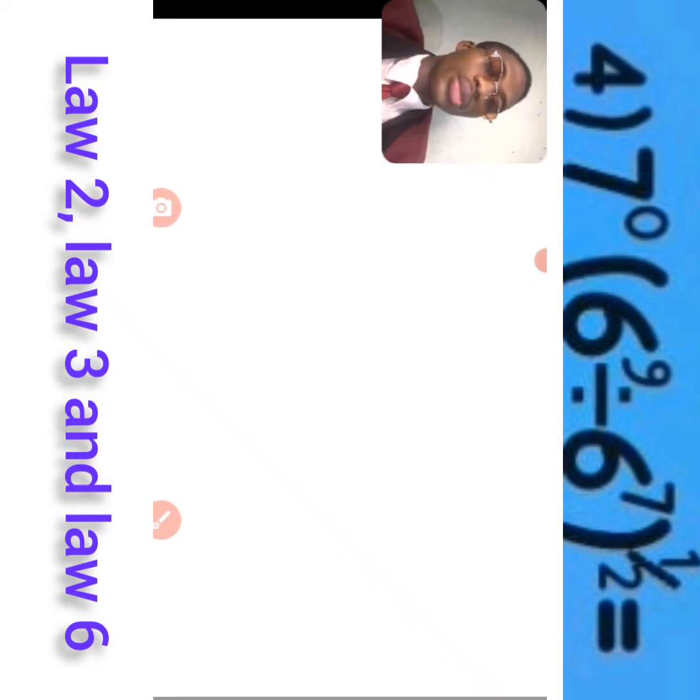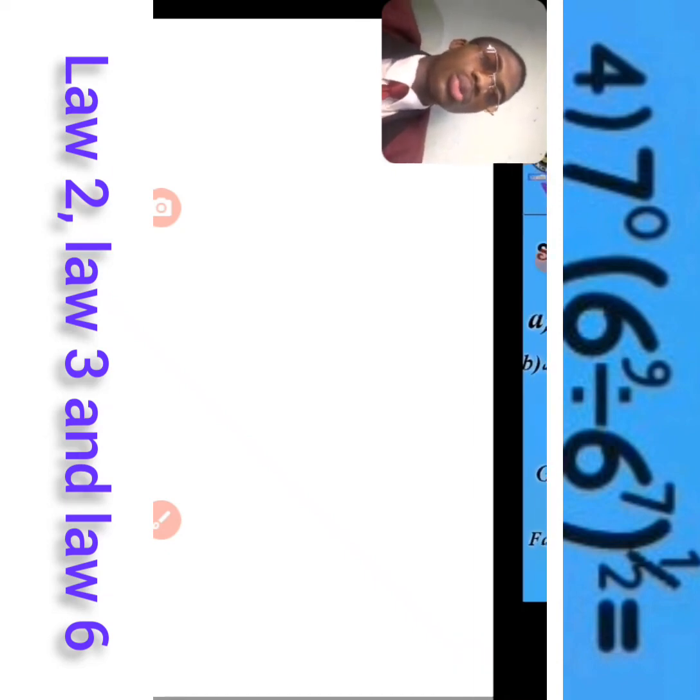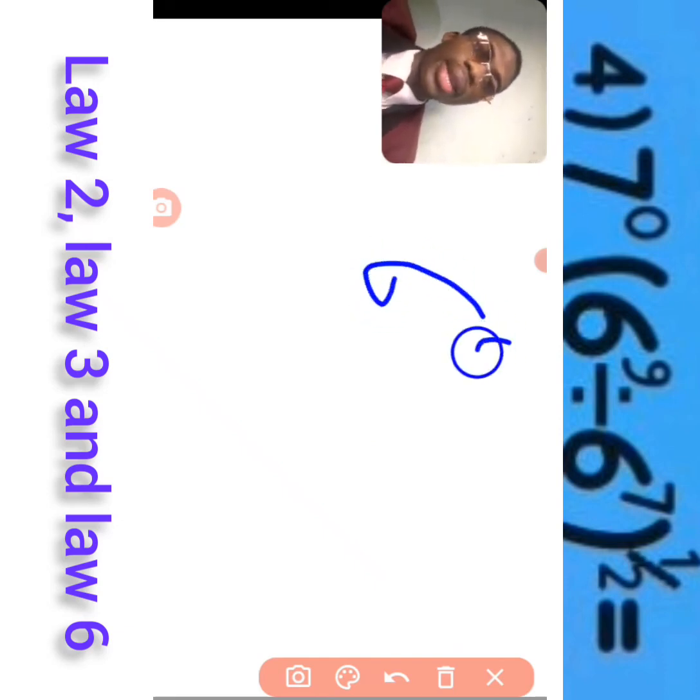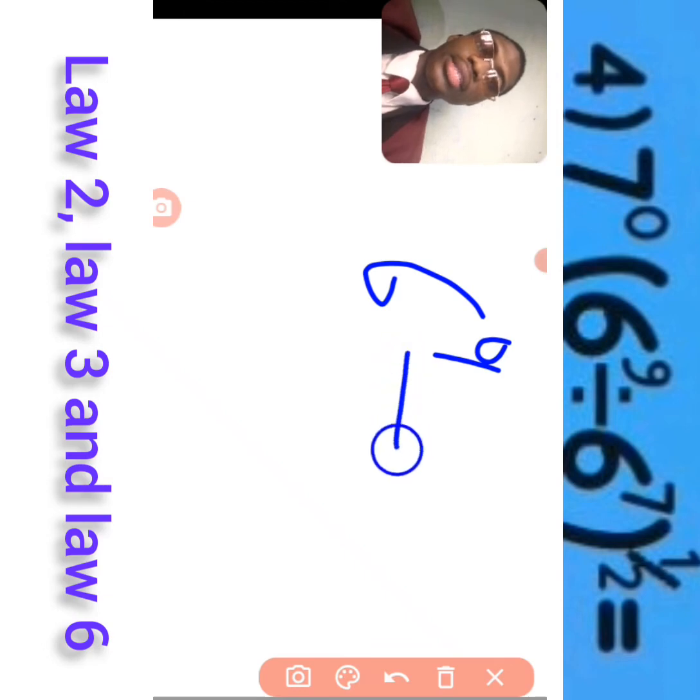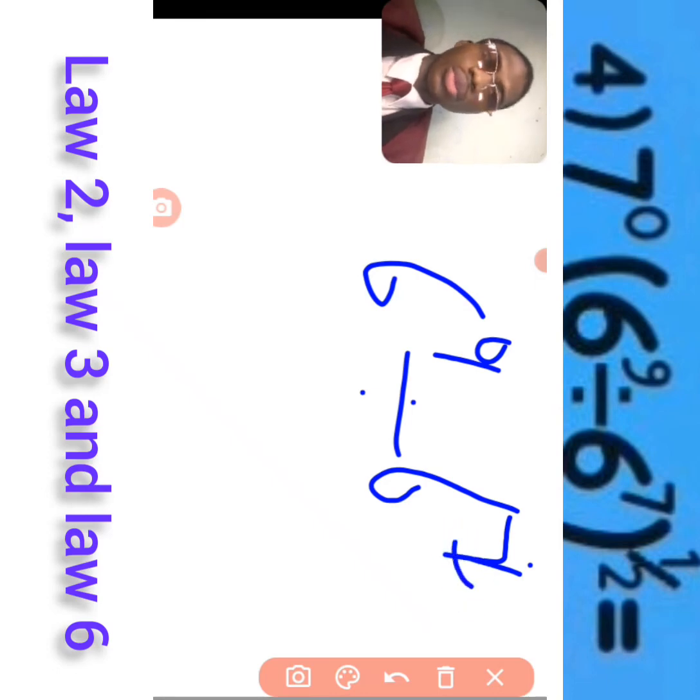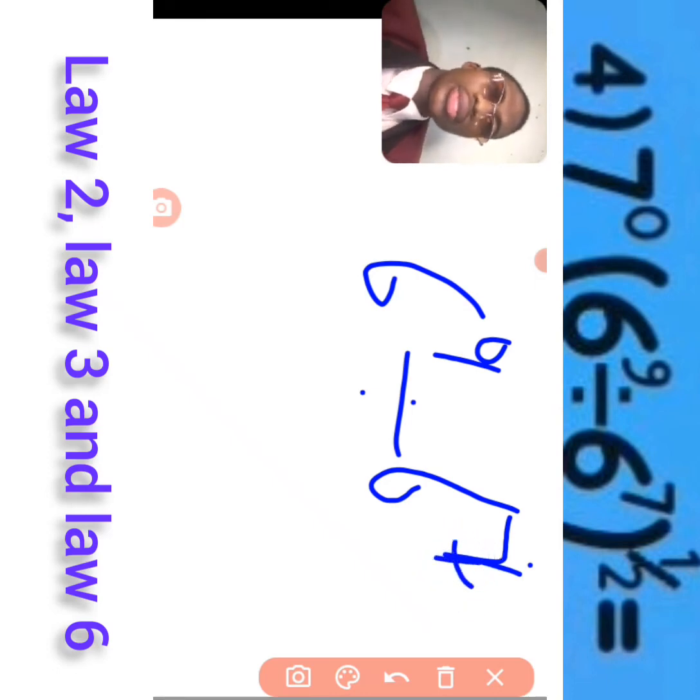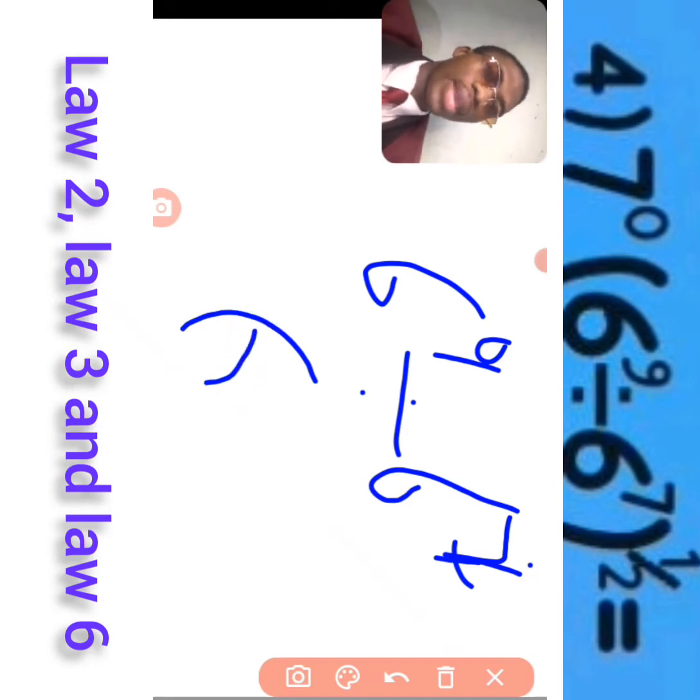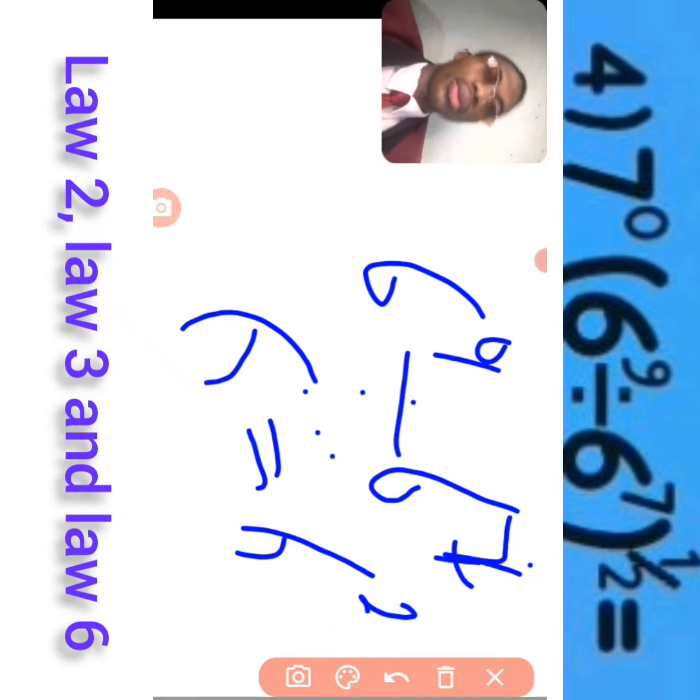And here now we're going to use law 2. We're going to use law 2 to evaluate 6 raised to the power 9 divided by 6 raised to the power 7. Law 2, you can find on your screen, says that we should just subtract the powers. It's the same as 6 raised to the power 9 minus 7, which is 6 raised to the power 2. Good.